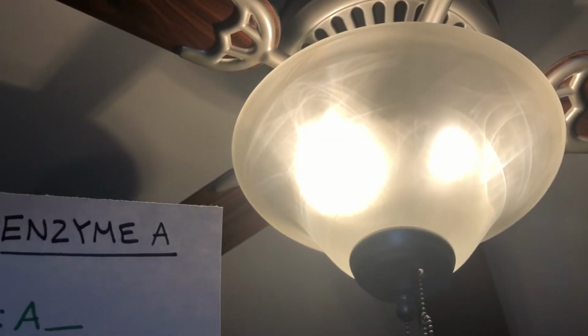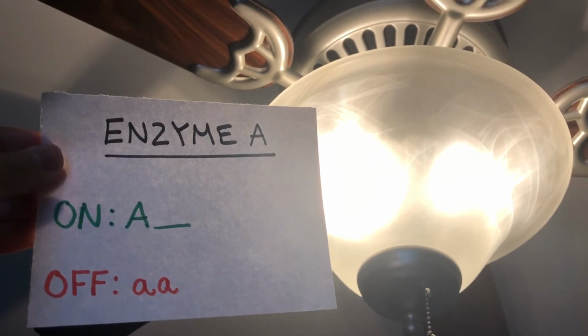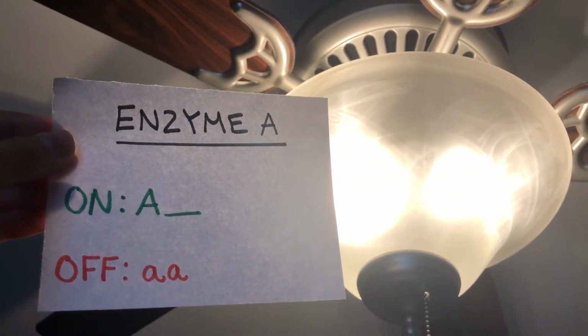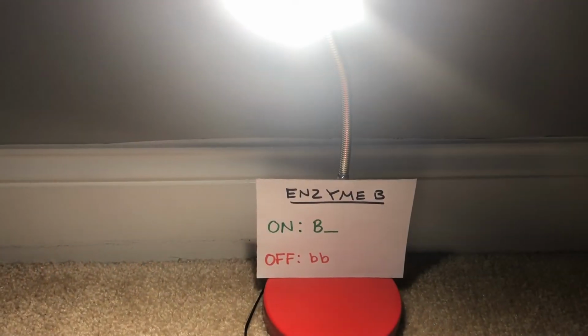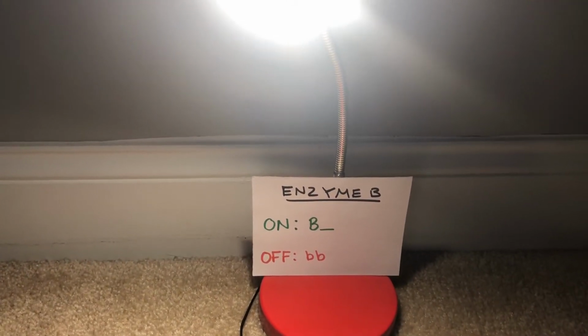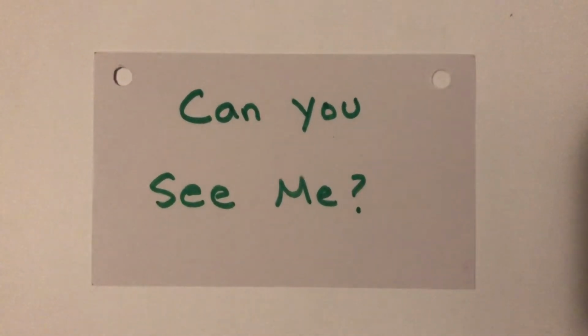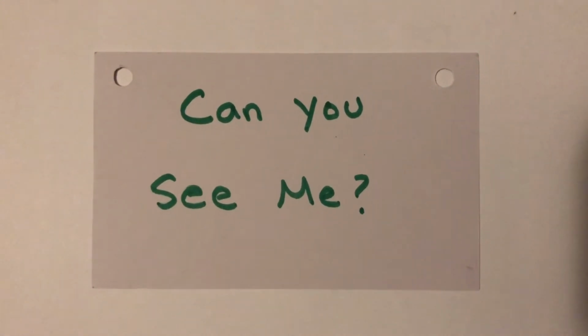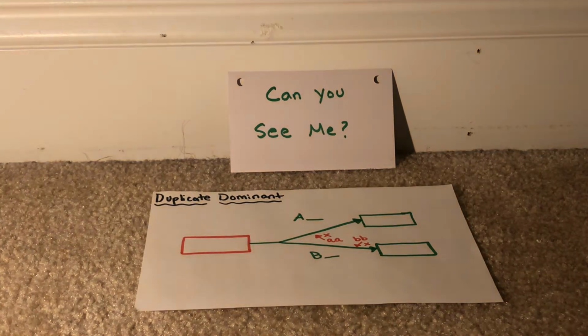My ceiling light is enzyme A. If it is on, then the enzyme A is present, seen by the big A allele. If the light is off, then that means that the enzyme is not present, seen by the two little a alleles. Enzyme B is my desk light. If it is on, then the enzyme is present. If it is off, then the enzyme is not present. The two phenotypes are this card being visible and this card not being visible. Here are our four genotypes: ceiling light on only, both on, desk light on only, and both off.